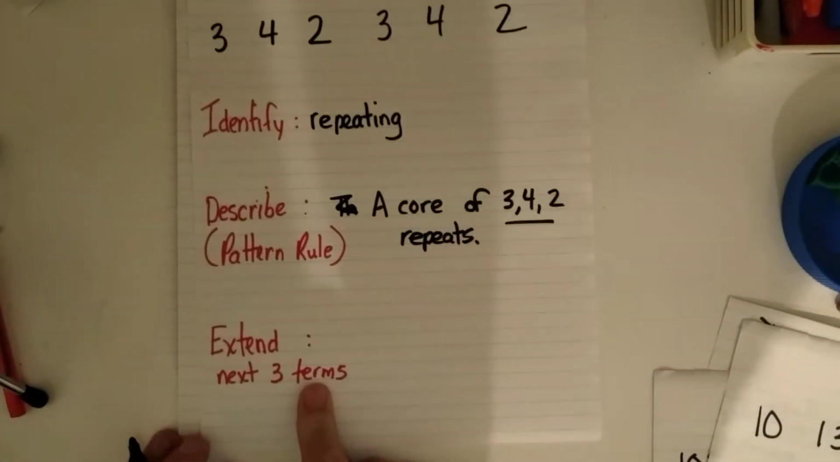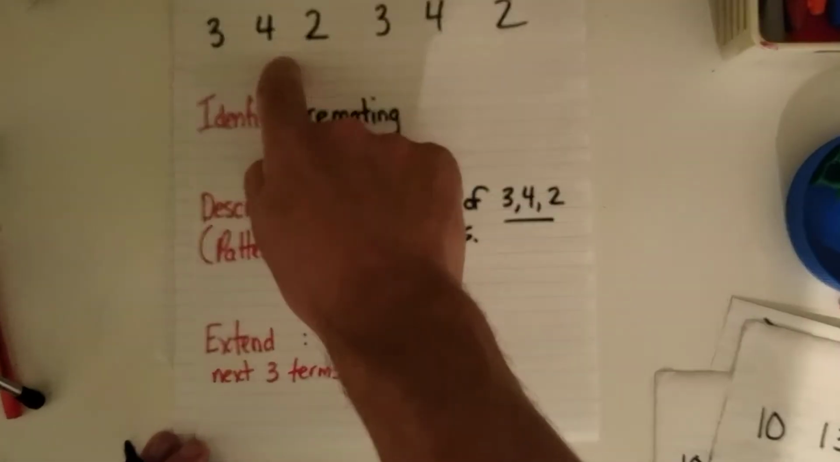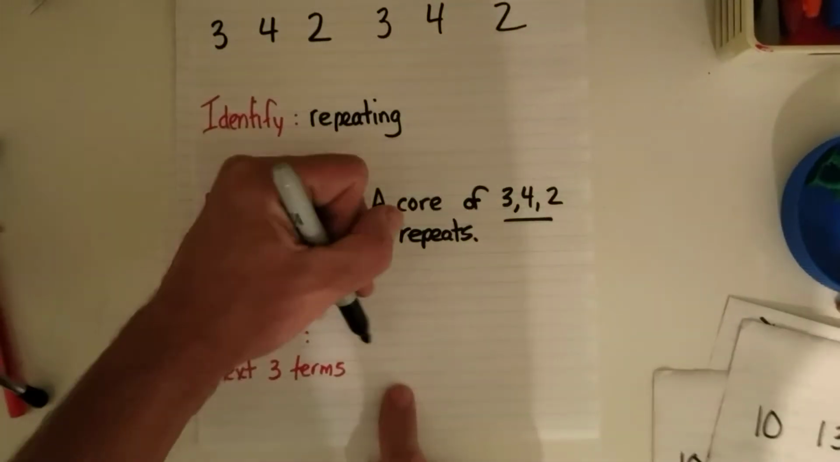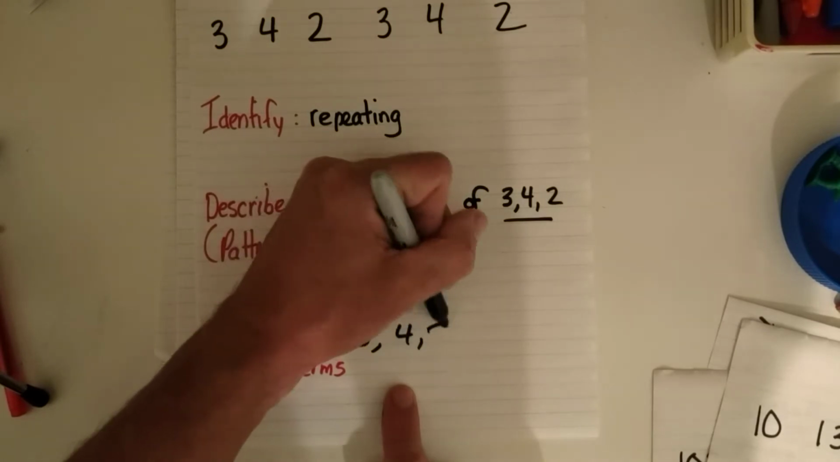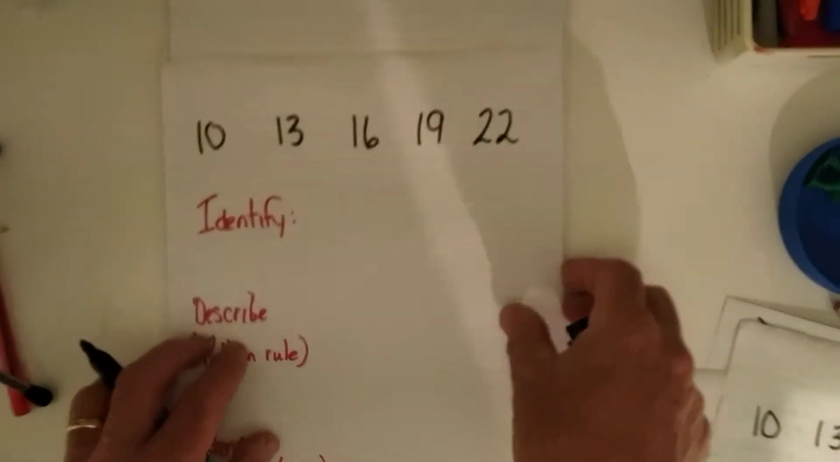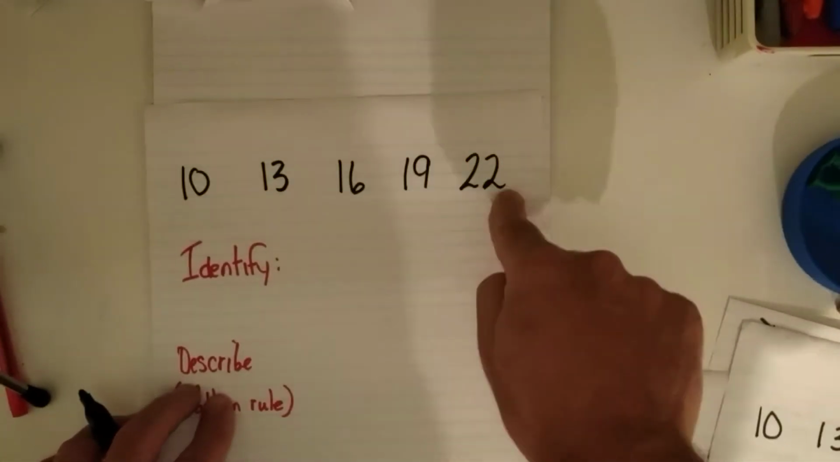And then extending the next 3 terms. So in this case, 3-4-2, 3-4-2. What should come next? 3, 4, and 2 again. There's a repeating pattern.